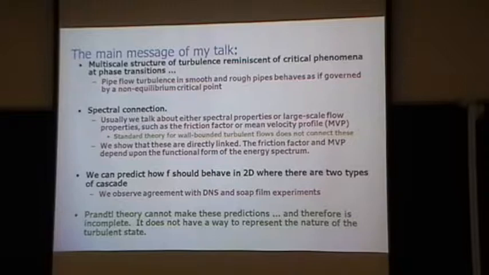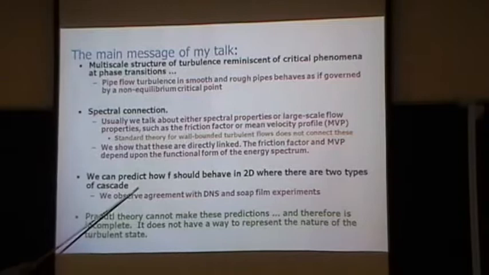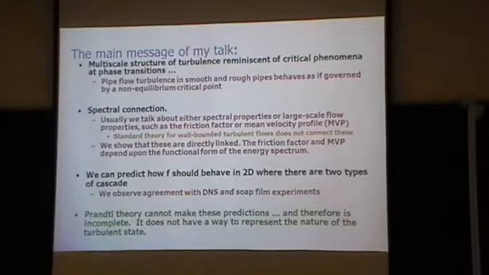I'm going to show you how we tested that theory by looking at what happens in two dimensions. Two dimensions are special. As I showed you last lecture, in two dimensions there are two types of cascade: the inverse cascade, with energy spectrum k to the minus 5/3, and the entropy cascade, which is a forward cascade, where the spectrum goes as k to the minus 3.